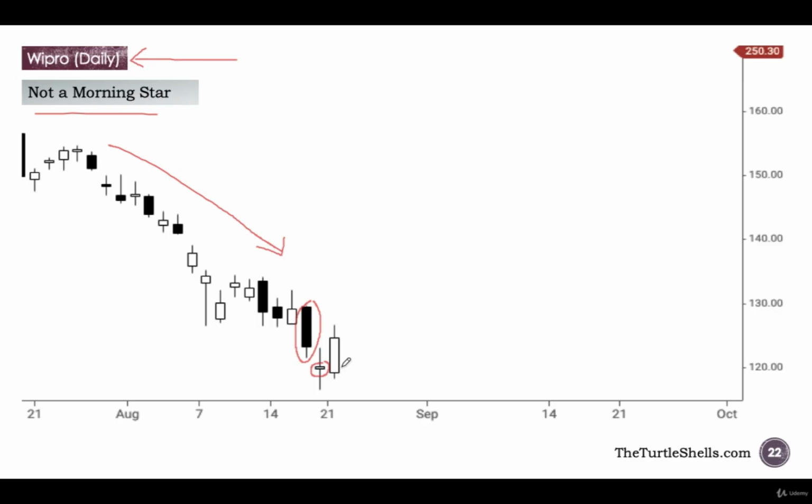Look where it has closed. First, it violates that rule where the body should not touch. It has opened below the opening and closing of the star, which itself is a no-no. So that condition is not satisfied. The second condition is the closing. It has not closed above the midpoint of the first candle's black real body. So that is again a no-no. It's not a morning star because of these factors. So we cannot expect the prices to go up from here. We cannot take a long position here.